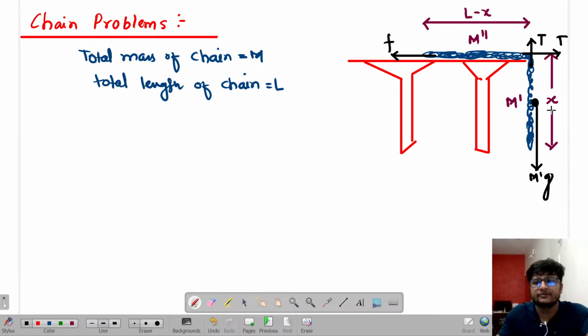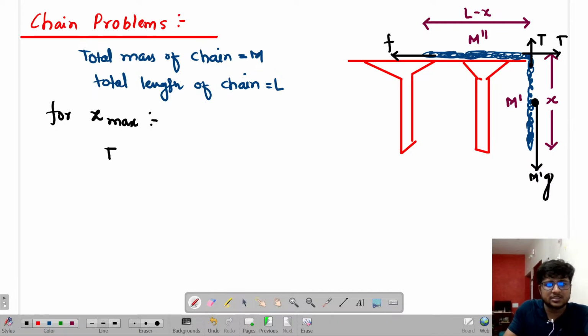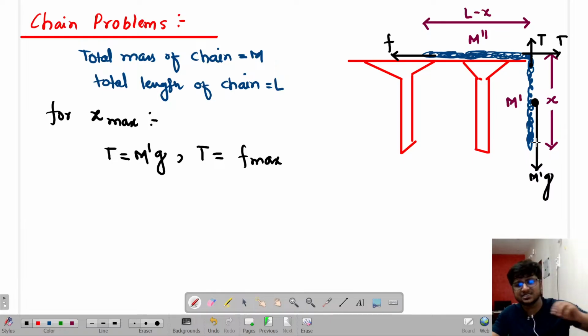Is that clear? Now if I look for x max, tension must be equal to m dash g, and this tension will also be equal to the maximum frictional force, because you are pulling maximally, so I should balance also. The system will try to oppose this motion up to the maximum frictional force, and till that maximum frictional force only your maximum hanging length can be present. This is why I write T is equal to F max. Are you able to get me?